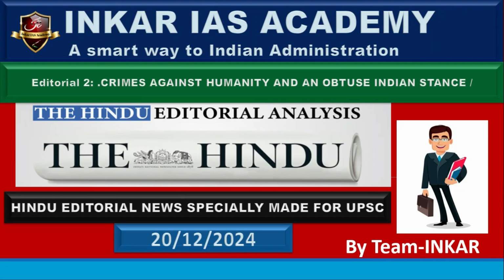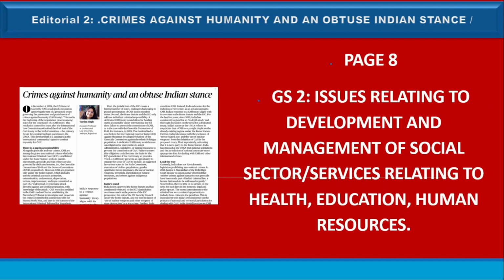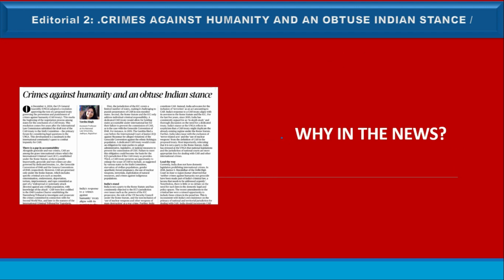Today we are going to discuss the 20th December current affairs. The topic, taken from the Delhi edition, is crime against humanity and an obtuse Indian stance. This topic comes under GS2, issues relating to development and management of social sector services, which is related to human resources. Why is it in the news?